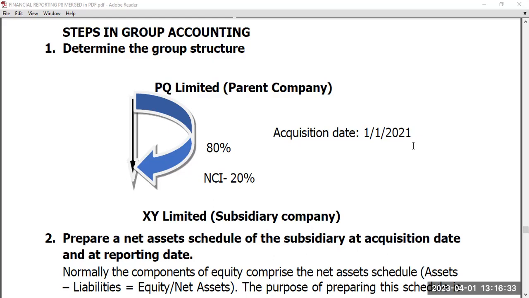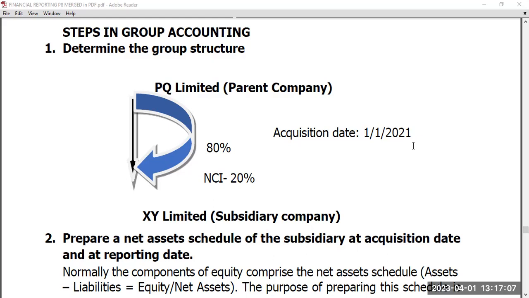So the next item we look at in the determination of the group structure is the acquisition date. When is this company buying the other one? When you try to look at the acquisition date, you may find that by the time the company is acquiring shares in another company, it will not be at the end of the year. It may be during the period of a given financial year.